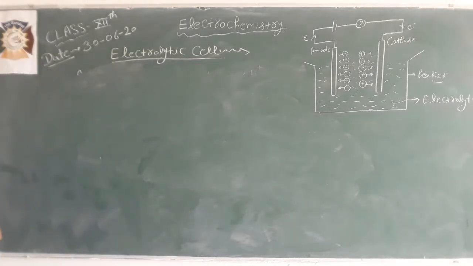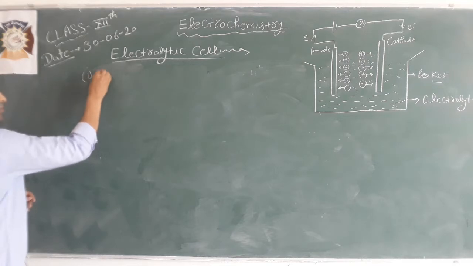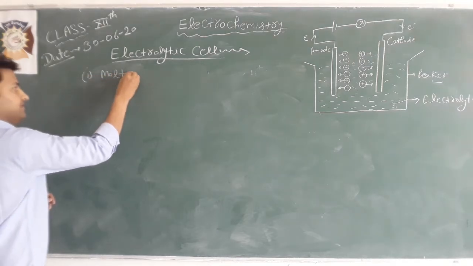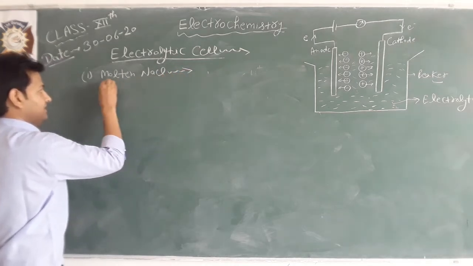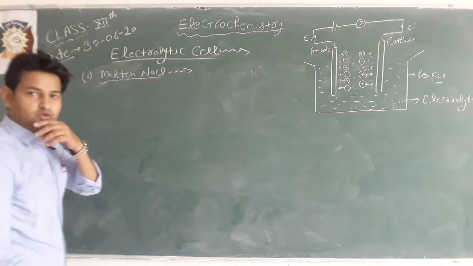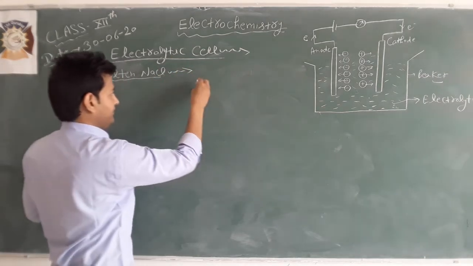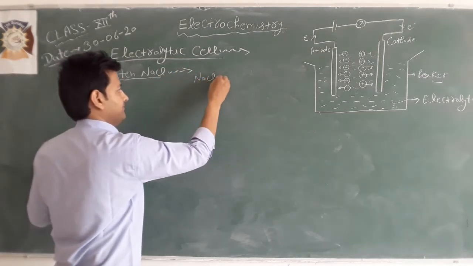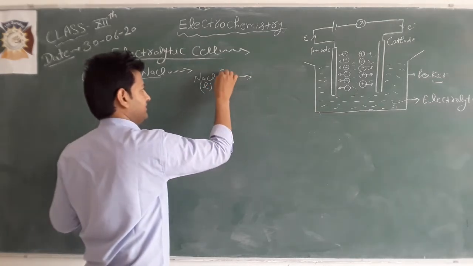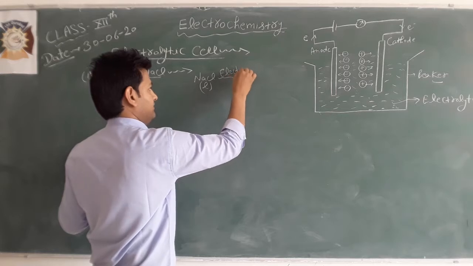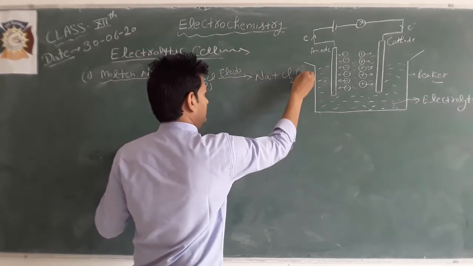Electrolysis of molten sodium chloride. First is the molten sodium chloride, NaCl. Molten NaCl undergoes electrolysis. When NaCl undergoes electrolysis in the liquid molten form, it will form Na plus Cl2 gas.